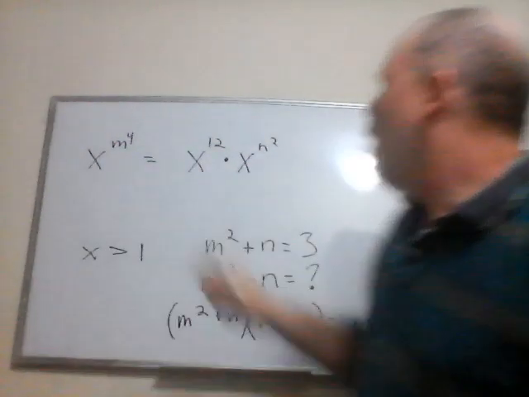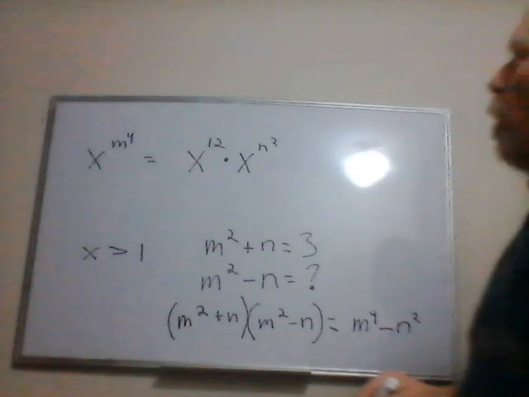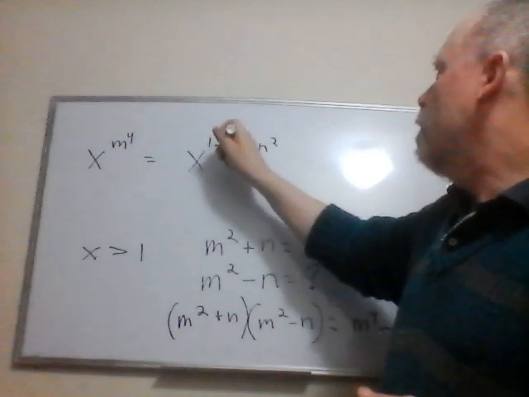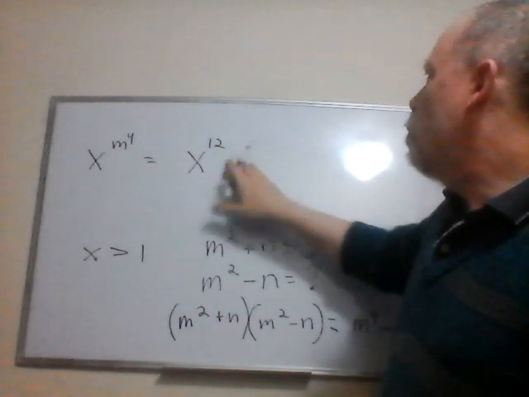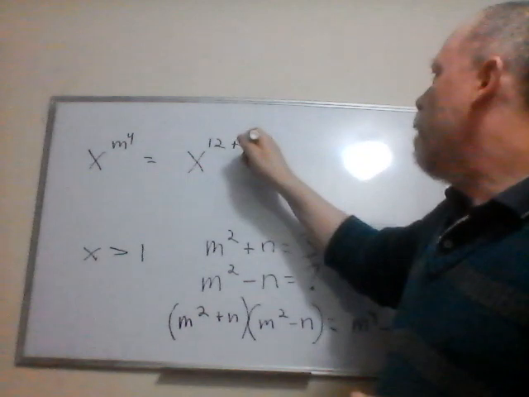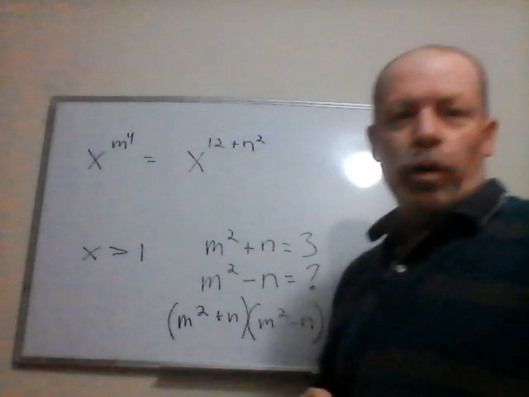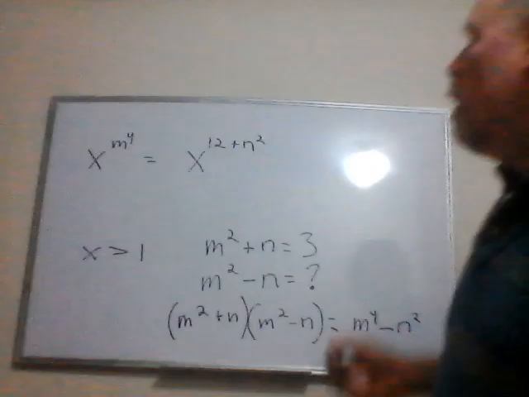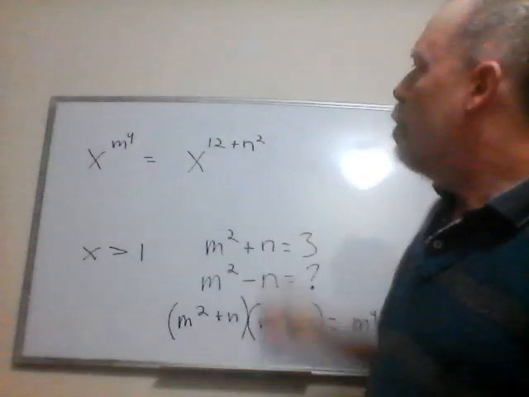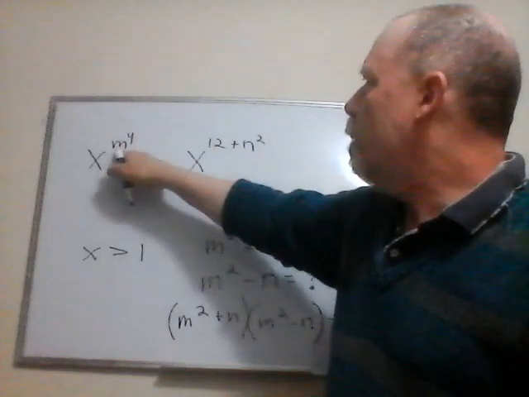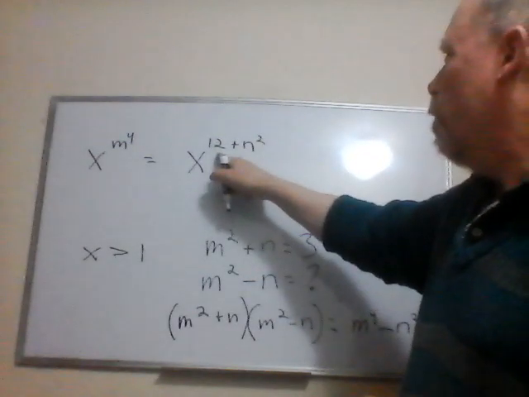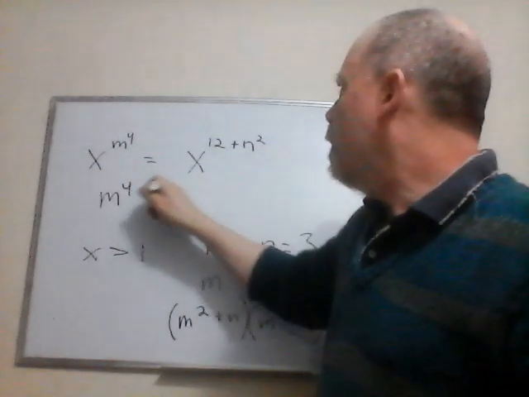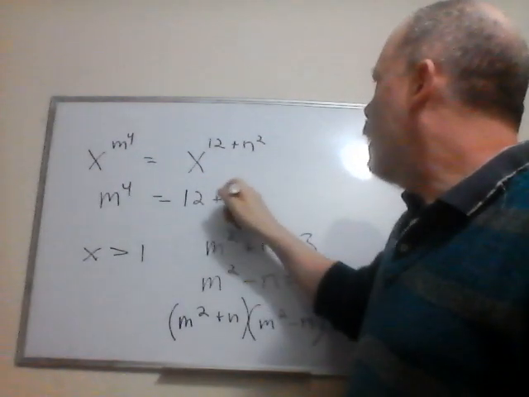Now, from there, according to rules for exponents, this 12 and this n squared can become x to the 12 plus n squared. Okay, and this may or may not be your preferred order. This is the way I did it when I first solved it, and I've solved it some other ways since then. Having done that, you don't need these bases. If x to the m to the 4 is equal to x to the 12 plus n squared, then you know that m to the 4 equals 12 plus n squared.